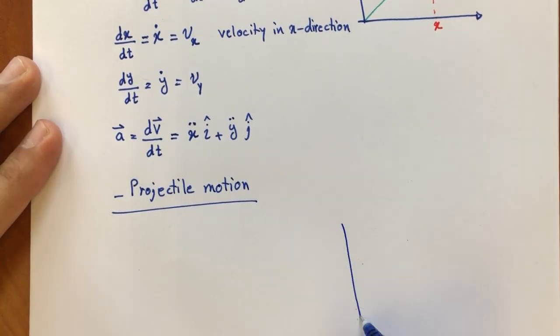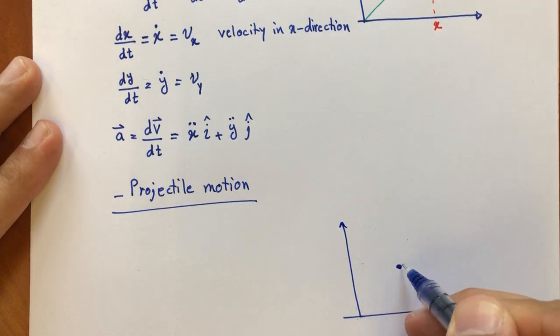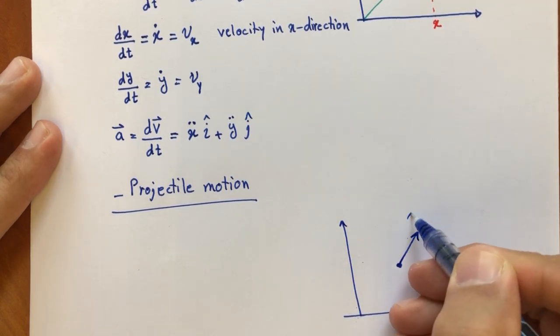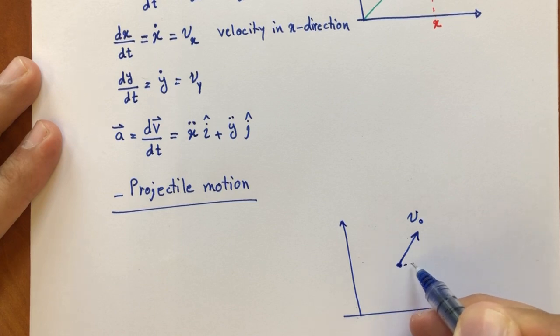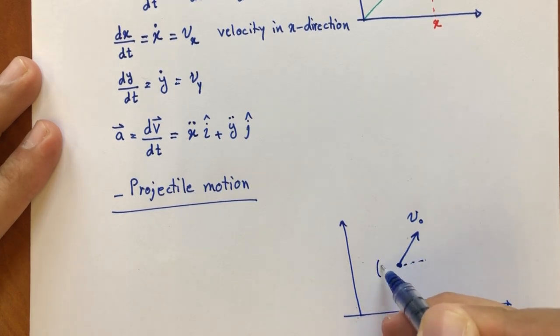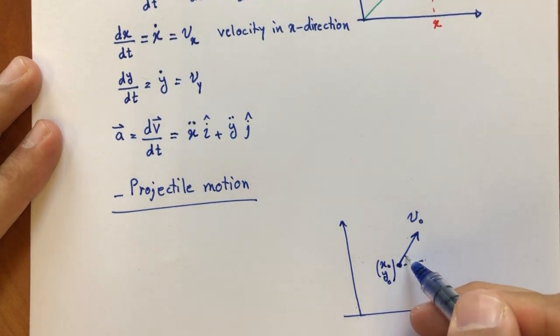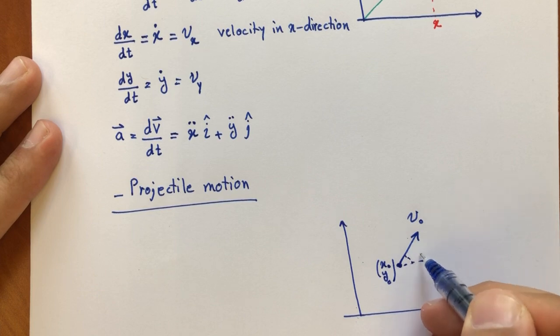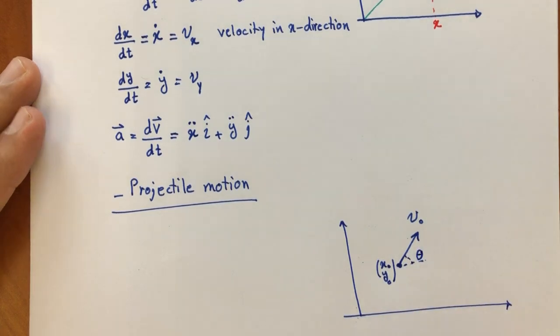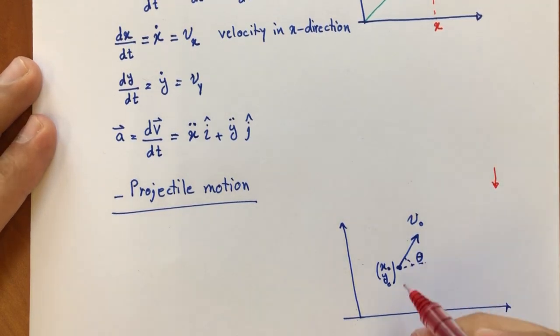So let's say we have a particle which we gave it an initial velocity. We shoot it from this initial position. Let's say the coordinate of this point is x0, y0, the initial point. And the direction of the initial velocity is theta from the x-axis. Let's say we have gravitational force here. So this is a projectile motion.